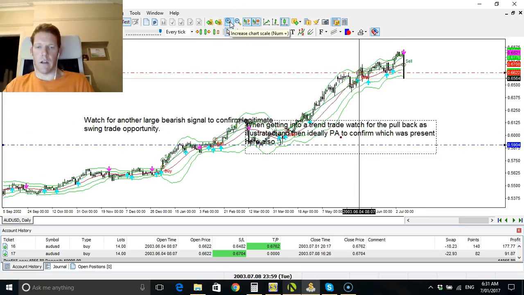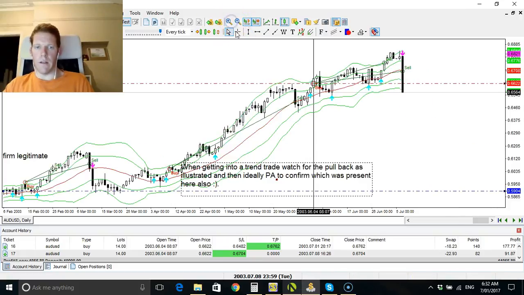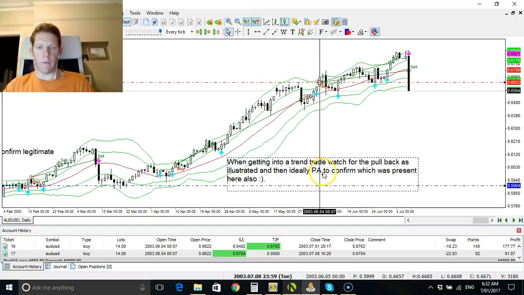So this is the Aussie dollar back in 2003, around July 8th. Alright, so I'll go in. I'll move this out of the way. I just like to write stuff down when I'm trading. So what I've said: when getting into a trend trade, watch for the pullback as illustrated, and then ideally PA, which means price action. So that's for technical analysis type trades.